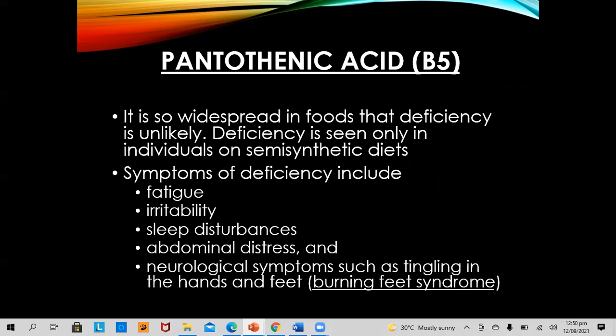The next vitamin B is vitamin B5, also known as pantothenic acid. It is so widespread in food that deficiency is unlikely, and deficiency is seen only in individuals on semi-synthetic diets. And the symptoms of pantothenic acid deficiency include fatigue, irritability, sleep disturbance, abdominal distress, and neurological symptoms such as tingling in hands and feet, called burning feet syndrome.